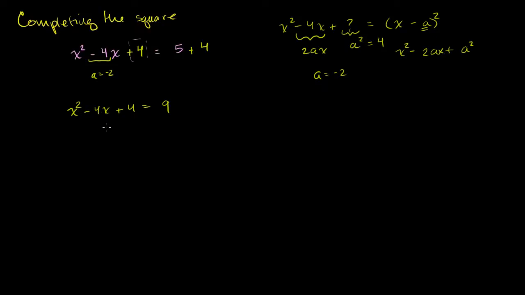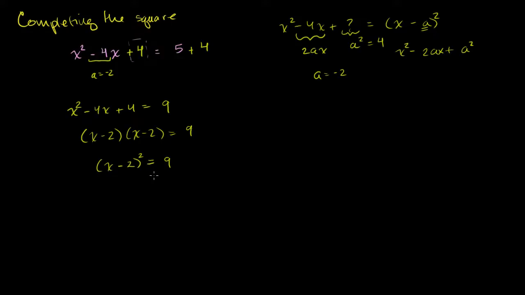Now, what is this? What number, when I multiply it by itself, is equal to 4, and when I add it to itself, is equal to negative 4? Well, we already answered that question. It's negative 2. So we get x minus 2 times x minus 2 is equal to 9. Or we could have even skipped the step and written x minus 2 squared is equal to 9.